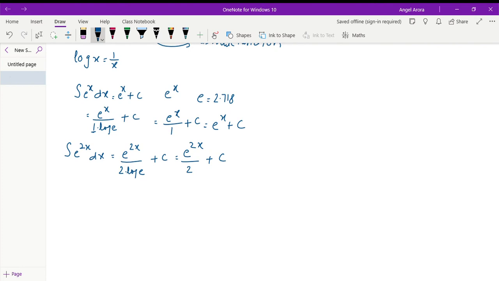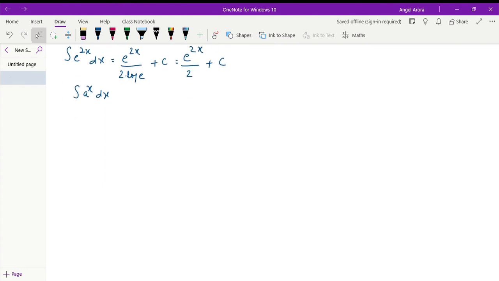Let's do some more examples. What is the integral of a^x dx? We know that the integral of the exponential function e^x is itself, but in general the integral of a^x is not itself. We will use the counter process here.